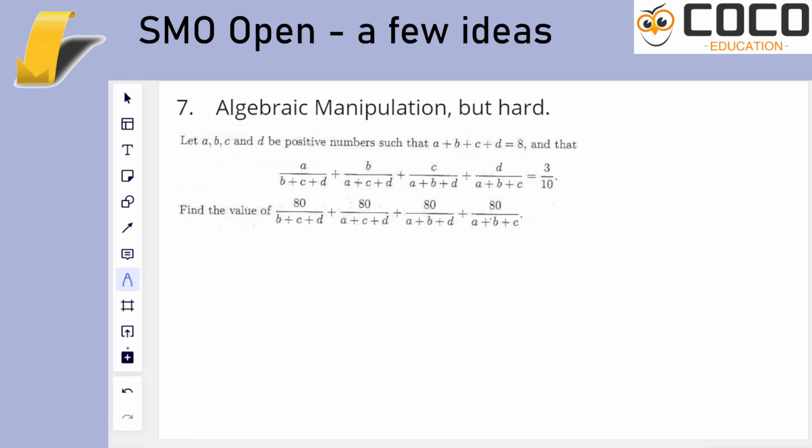The SMO Open still has that relic of the SMO Senior as well, in that there's a lot of algebraic manipulation, except that it may be a little bit harder, or at least harder looking. If you look at this problem over here, A, B, C, D add up to 8, and this sum of fractions is 3 over 10, our go-to of let's try to guess doesn't really work.